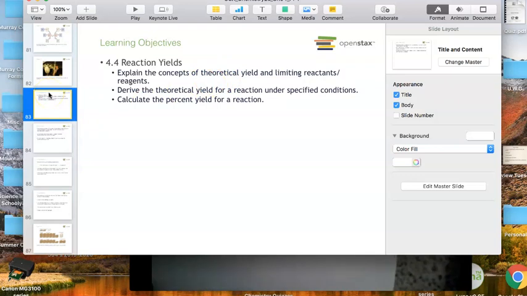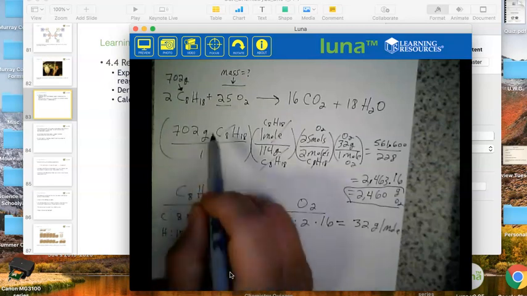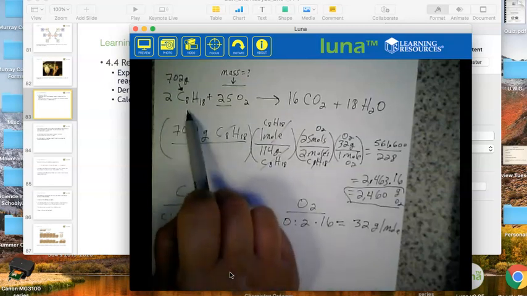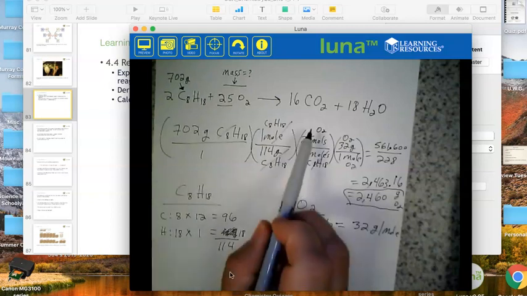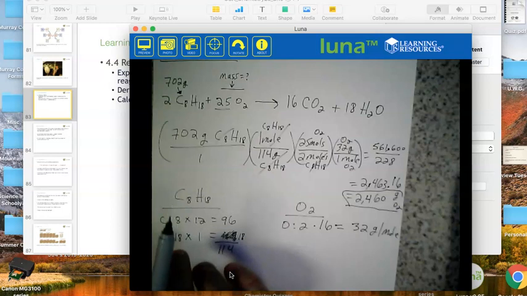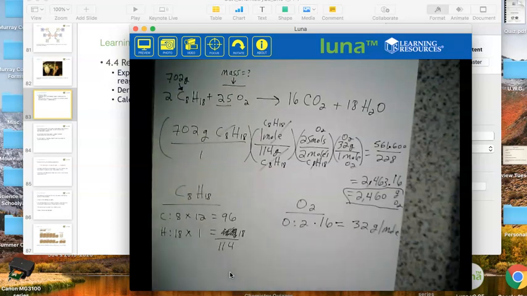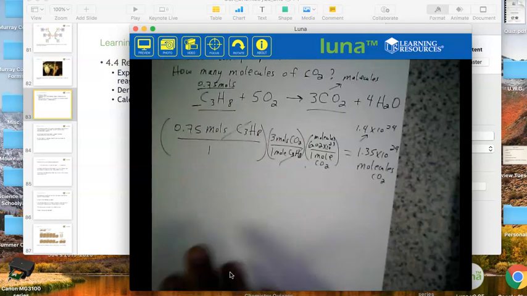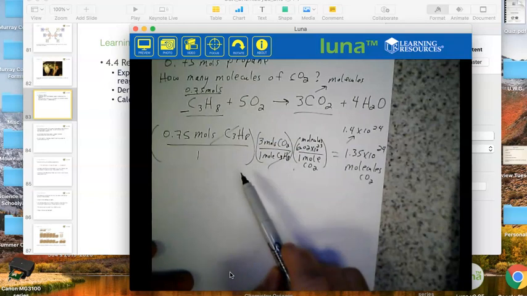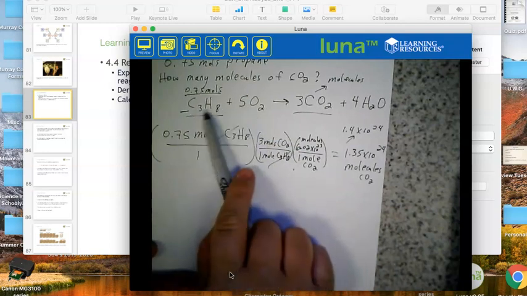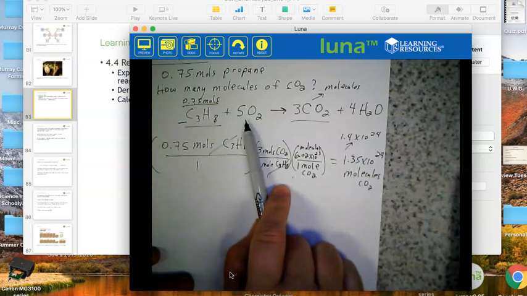For example, when we started out with a certain mass of propane, if we wanted to find the mass of a product, we assumed we had enough of the other reactant. So actually this is a better example here. We're starting out with so many moles of propane. We want to know how many molecules of carbon dioxide are produced. We assumed we had enough O2, okay? But that's not always the case in reality, okay?